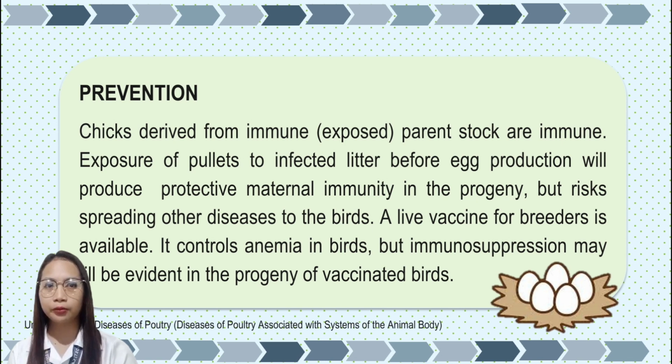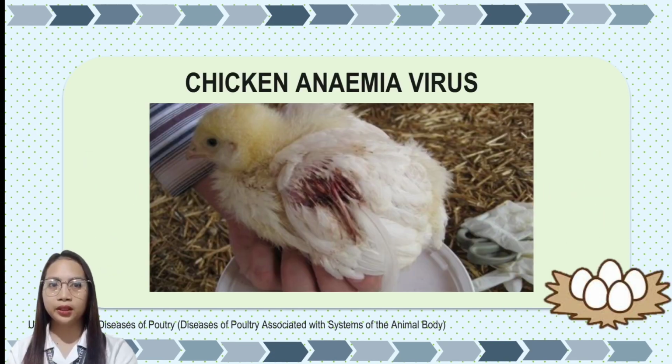A live vaccine for breeders is available. It controls anemia in birds, but immunosuppression may still be evident in the progeny of vaccinated birds. No specific treatment is available. Control is best achieved by vaccination. There is no specific treatment for chicken anemia virus infection. Secondary bacterial infection may be treated with antibiotics.